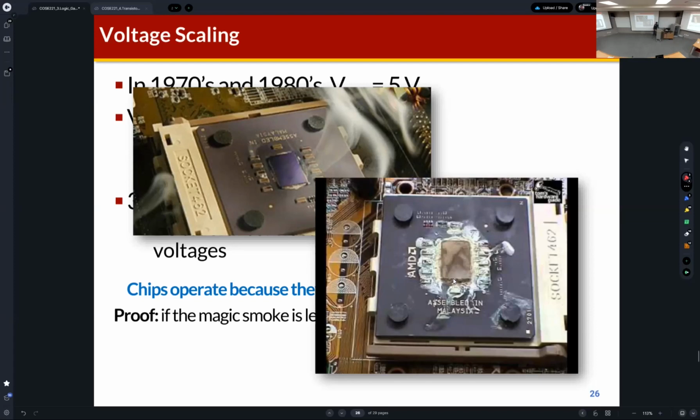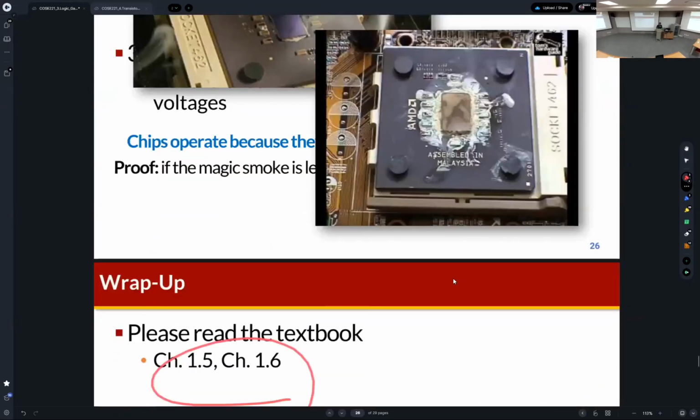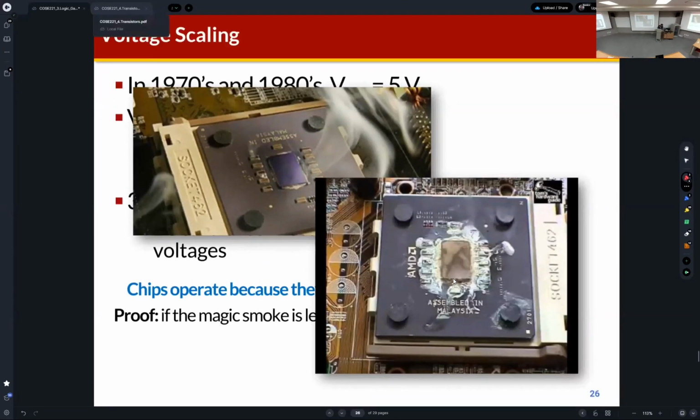So this is a photo of an AMD CPU. As you can see, if we provide a higher voltage level and higher supply voltage, and it is on. Okay. So we need to provide the proper voltage level.